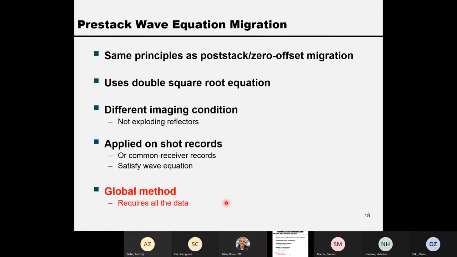I emphasize here in red, this is a global method. If something is wrong, if you are not happy with that, or if you want to change some parameters, you need to redo from the very beginning. You cannot do it in a sort of local area-based or target-based way, right? That's the difference. That's why this method takes much longer time, because with a global method, you require all the data to be considered. This is the Prestack wave equation method.